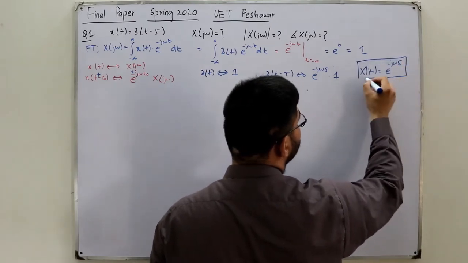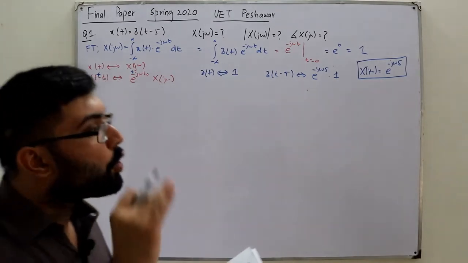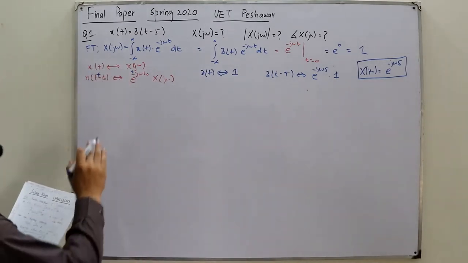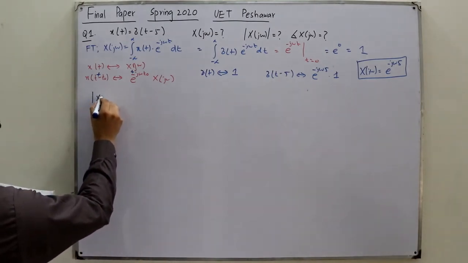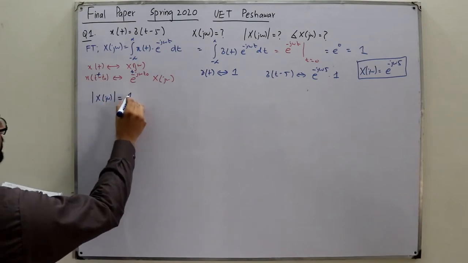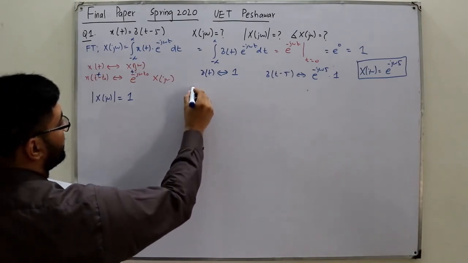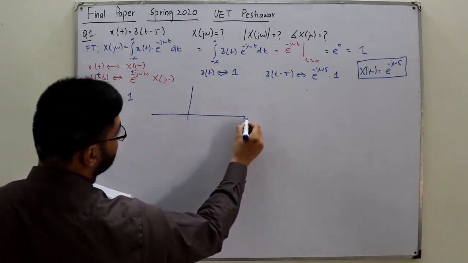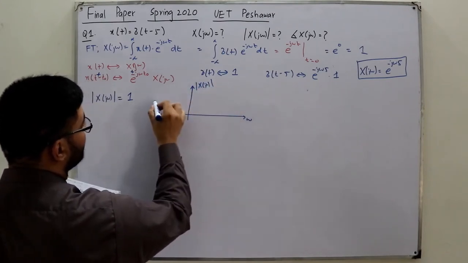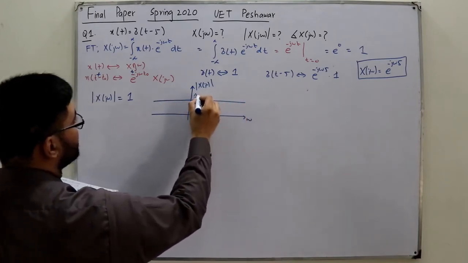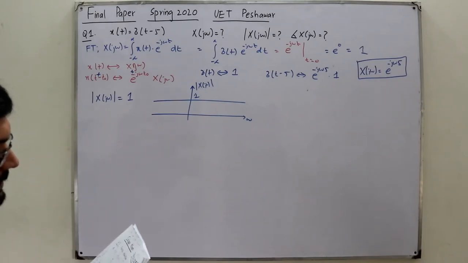Now you know very well the magnitude of an exponential function. The magnitude of an exponential function is always equal to 1. So time shifting would not alter the magnitude, which means that the magnitude of x of j omega would be equal to 1 irrespective of whatever is in the exponential term. So if you plot it, the plot would be like this. If this is the omega axis, this is the magnitude of x of j omega axis, so this would be equal to 1 for the entire frequency. And you know the reason, right?